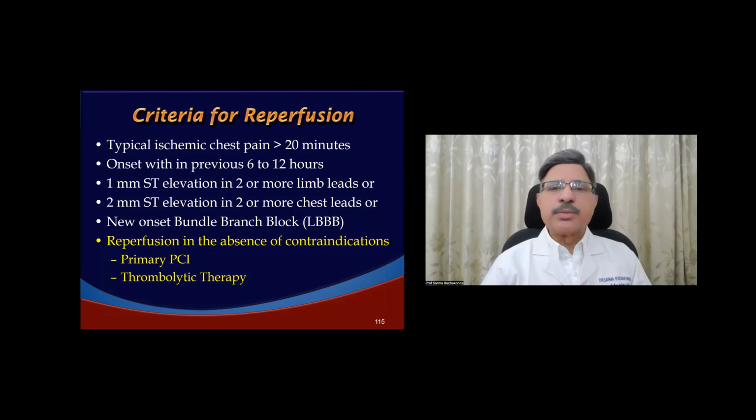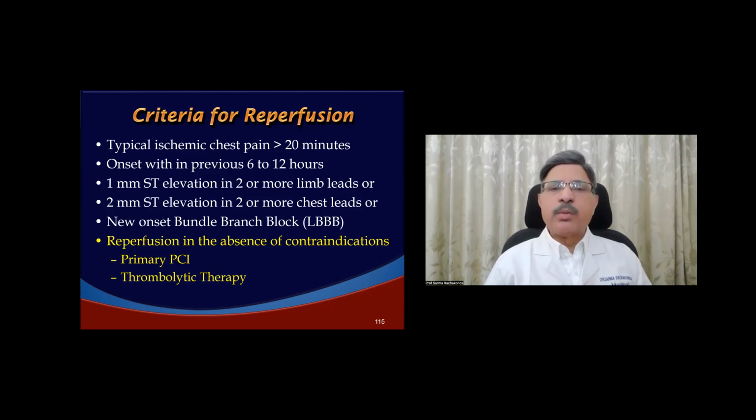Now, criteria for reperfusion. Typical ischemic chest pain lasting more than 20 minutes, onset within previous 6 to 12 hours. There is no point in giving the reperfusion after 12 hours. Studies have shown the clot is already organized and formed, and it will not be able to open up the vessel after 12 hours. If there is 1 millimeter ST elevation in 2 or more limb leads, or 2 millimeter ST elevation in 2 or more chest leads, or new onset bundle branch block, you must reperfuse.